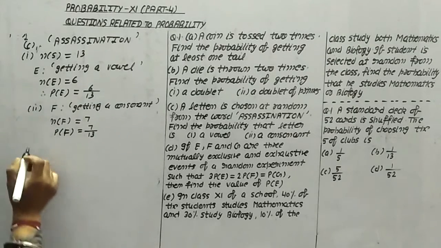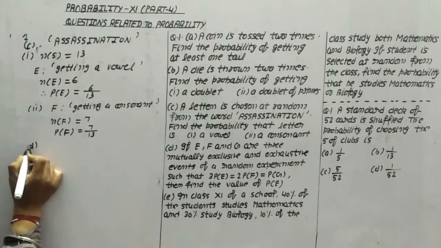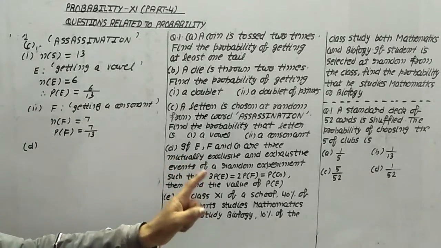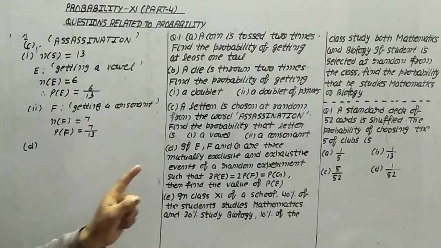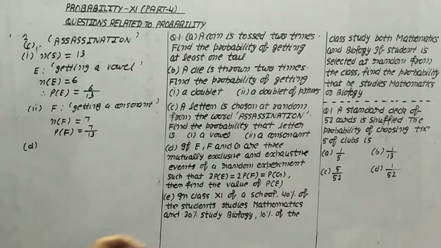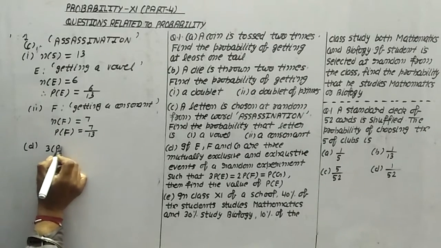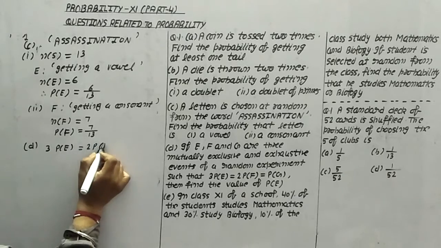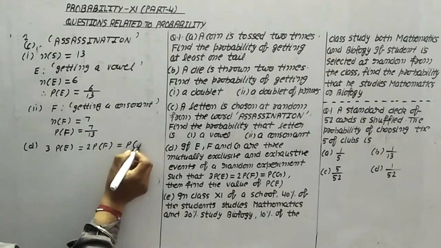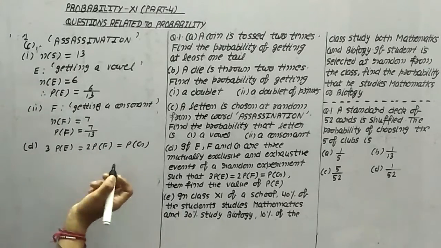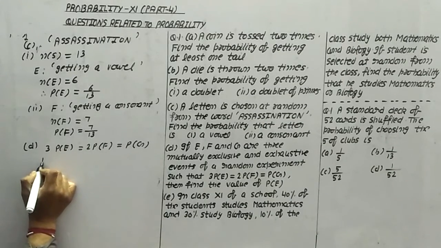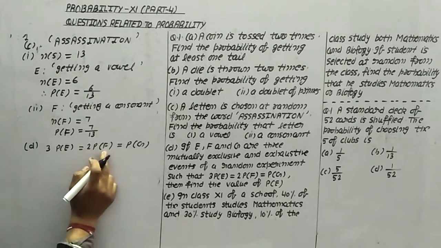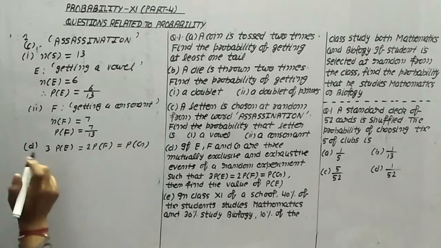Now look at this. Question number 1, D part. If E, F and G are three mutually exclusive and exhaustive events of a random experiment such that 3 times the probability of E is equal to 2 times the probability of F is equal to the probability of G.